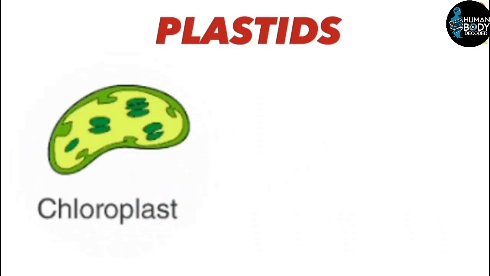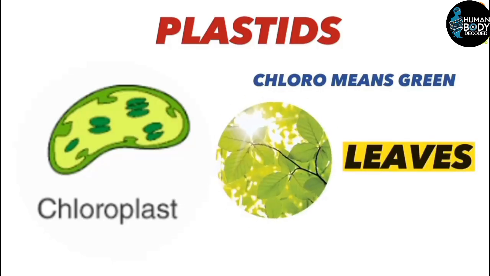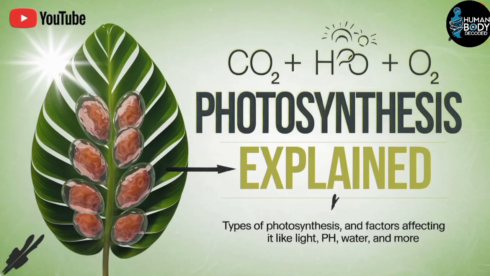Now we come to the second plastid, chloroplast. This is also made up of two words. Chlor means green. The parts of the plant that are green, like the leaf, contain chloroplasts. Talking about the functions of chloroplasts, chloroplasts help in photosynthesis. Photosynthesis is a process in which plants make their own food in the presence of sunlight, and this is called photosynthesis. For this, chloroplasts are required. Now I have already made a detailed lecture on photosynthesis, which you can watch on my channel.